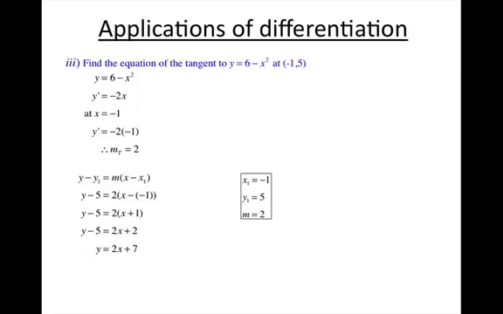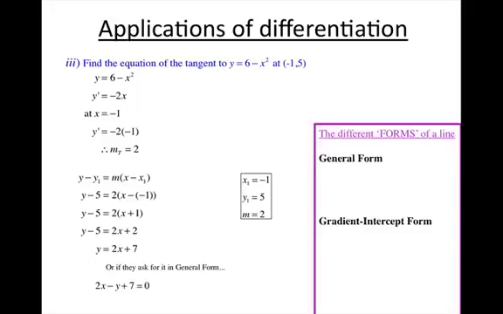Okay, that there is the equation of the tangent to that curve. They may ask us to convert it to general form, in which case it would be 2x minus y plus 7 equals 0. Now, if you've forgotten our different forms from Year 10 coordinate geometry, here's a quick review.